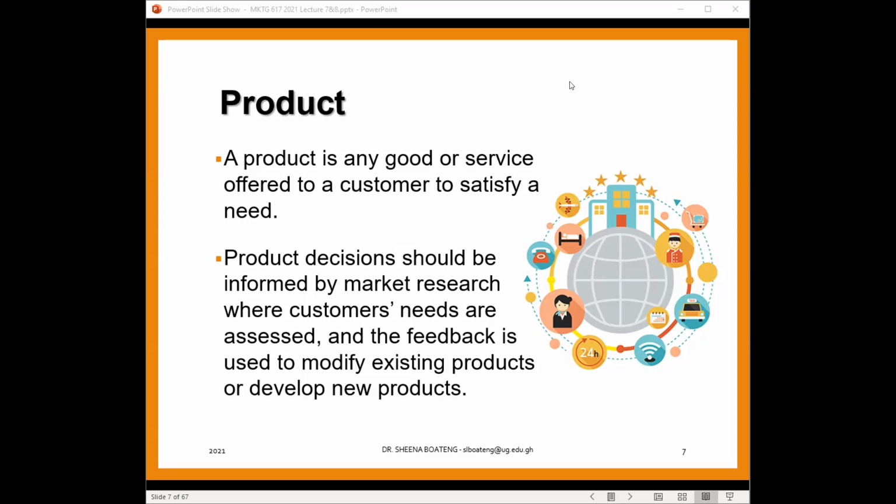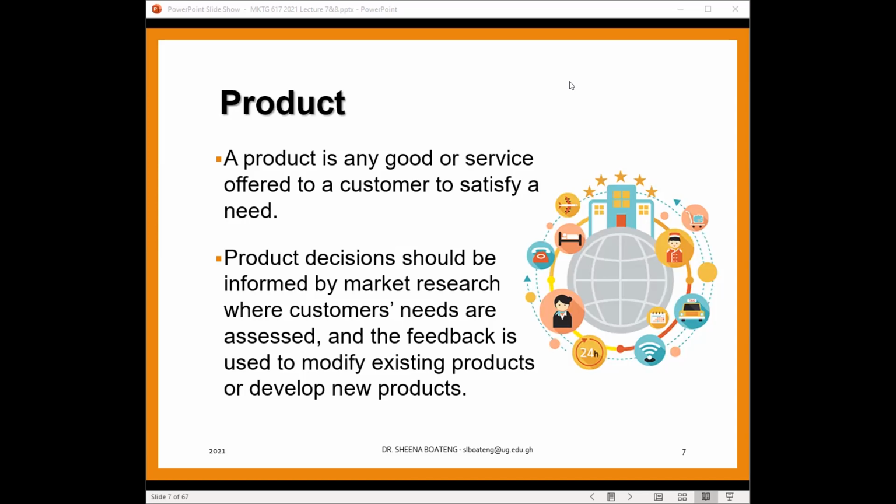So through market research, using the 3 sources of data that we have discussed, being the secondary sources, the primary sources, and the internal sources of data, we will be able to assess customer needs, to determine what they are looking for in a given product or service to satisfy a need that they might have, based on the context within which we are operating as a firm.